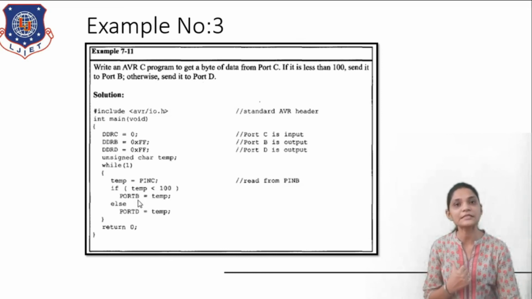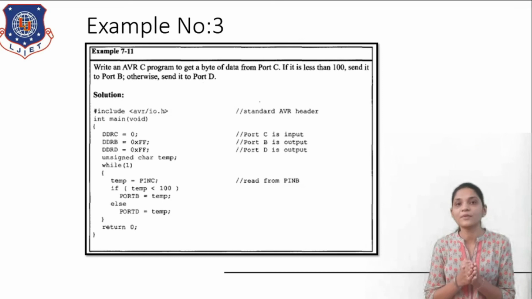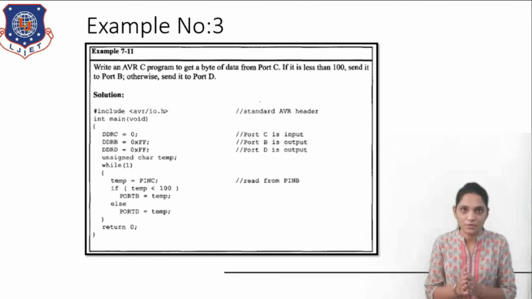So any functionality that you are using in C you can use with this. Okay. But for direction you have to use the DDR label. For input you have to use the PIN label, and for the output port we have to use the PORT label with A, B, C, whatever your port is.